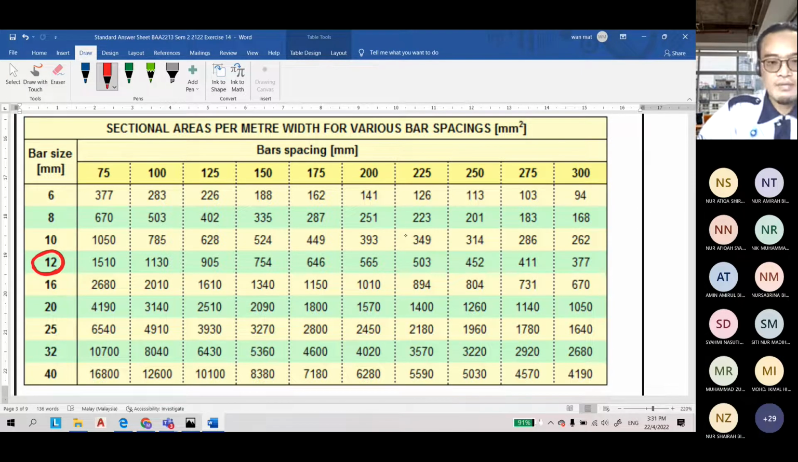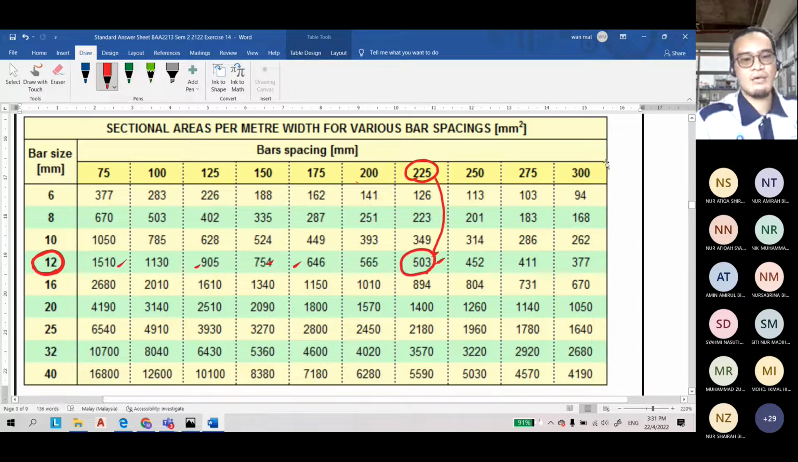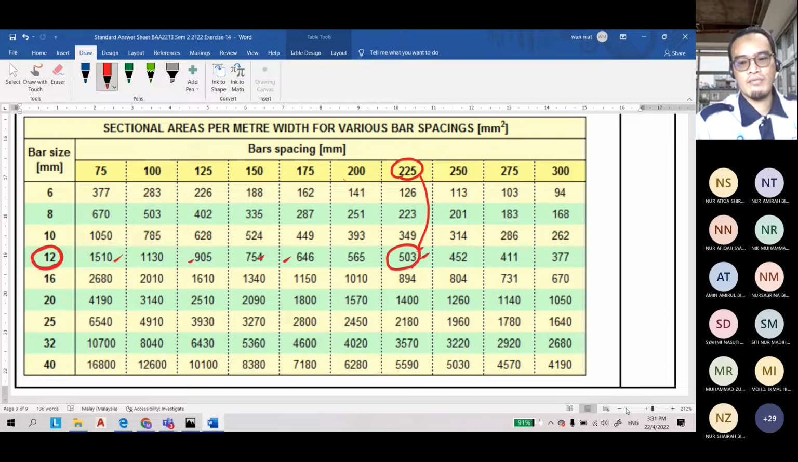H12 at 225. Because it will give you As provided of 503. You also can use H200, but for economy you use this one. This one is also right, this one also okay. But for economy, you use just slightly larger than the As required. So you provide.